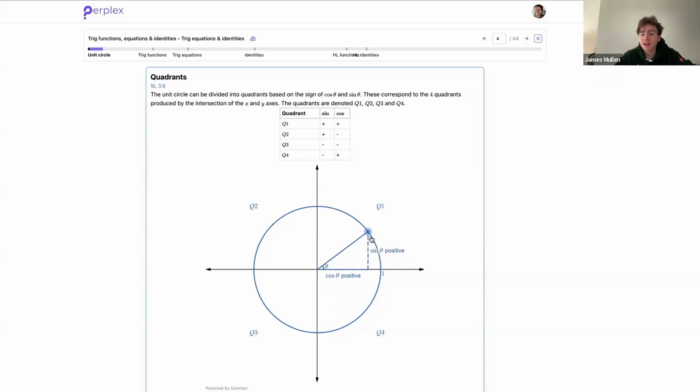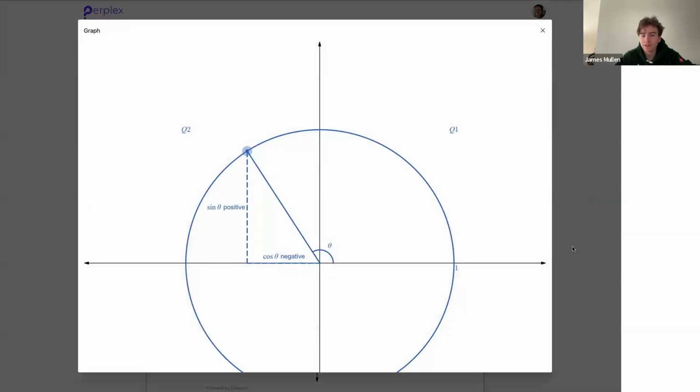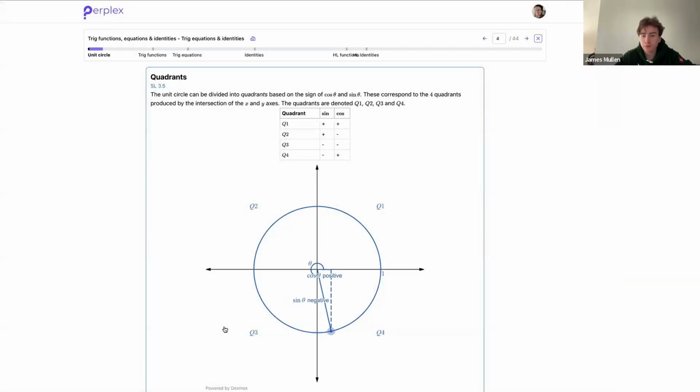Okay, so sine theta, remember, it's all about the y direction, so it's going to be positive up here and negative down here. And cos theta is going to be positive over here and negative over here, which means that in quadrant 1, I have plus plus. They're both positive. Quadrant 2, I have sine positive, cosine negative. Quadrant 3, I have both negative, and quadrant 4, I have sine negative, cos positive.